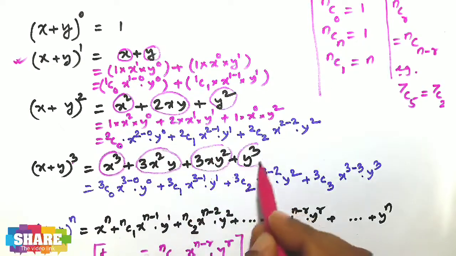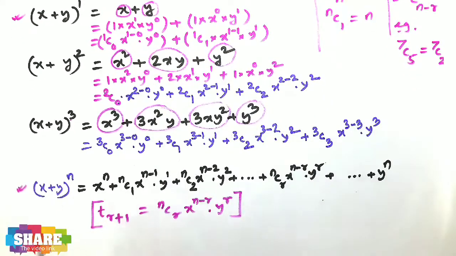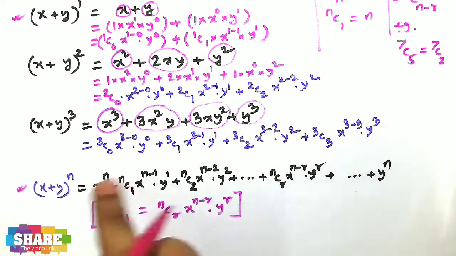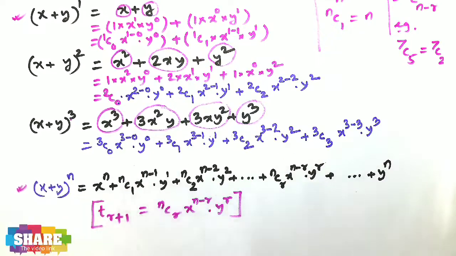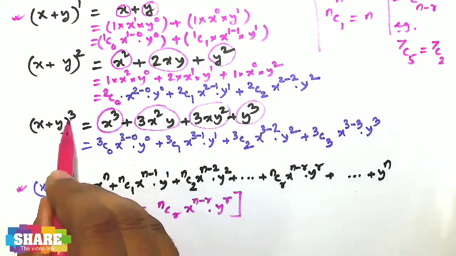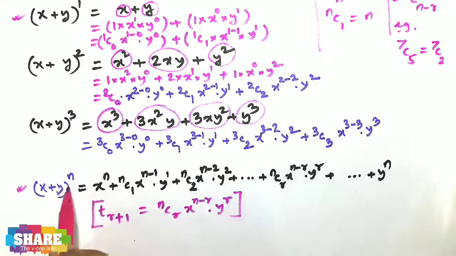So, my question to you: if we expand (x plus y) whole to the power n, the first term is x to the power n and the last term is y to the power n, how many terms are there in this expansion? Obviously, you will say the expansion has n plus 1 terms. Total terms in this expansion is n plus 1, that means one term more than the index. If the index is 3, you get 4 terms in the expansion. If the index is n, then you have n plus 1 terms.